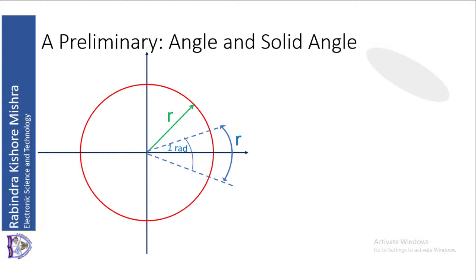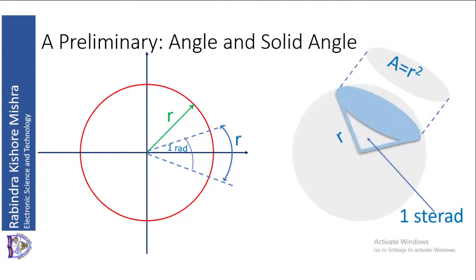Then how many such arcs are there? The total angle is 2 pi. Therefore, the length of the perimeter will be 2 pi r. The perimeter of a circle is 2 pi r because for each r of arc length, the angle subtended is 1 radian. Therefore, the total perimeter will subtend a total angle of 2 pi.